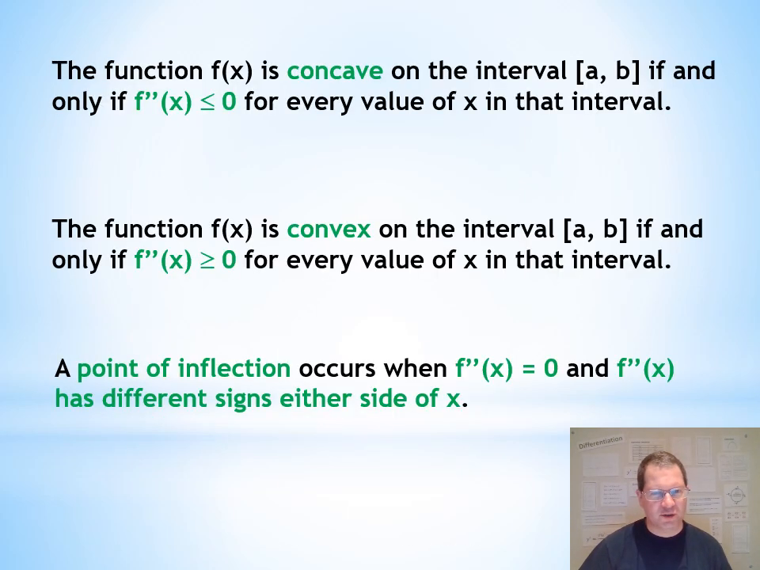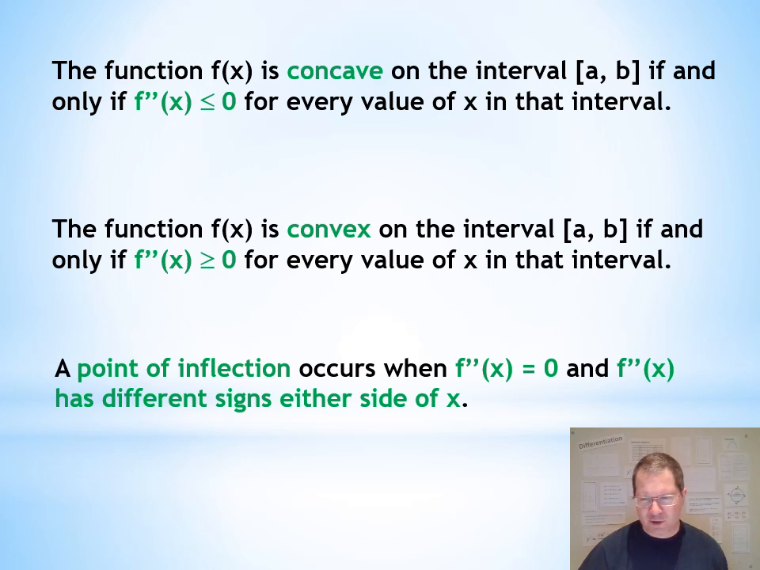So we're going to start with some definitions. For concave, the function f of x is concave on the interval a to b if and only if the second differential is less than or equal to 0 for every value of x in that interval. So we've just seen that a concave curve looks a bit like a cave. By saying the second differential is less than or equal to 0, what we're saying is that the gradient is becoming more negative. So if you think about the gradient on the left-hand side of the cave, it's a positive gradient. It becomes 0 at the top and then becomes negative as it goes down the other side. So the gradient is becoming more negative as we go from left to right for a concave function.